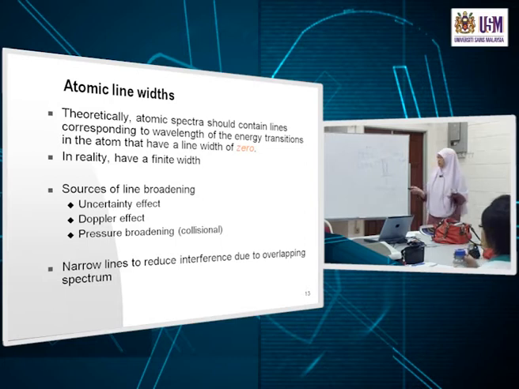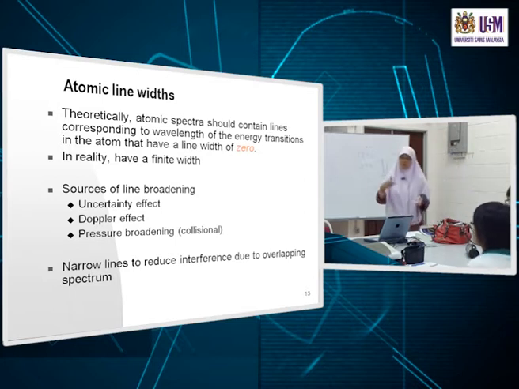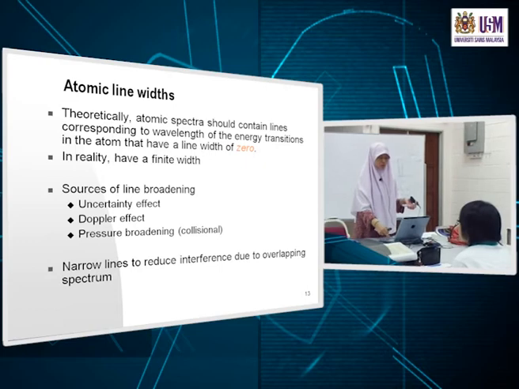Very short lifetimes. Because they have a finite lifetime, this will make these lines have a natural line width of about 10 to the minus 4 angstrom. I don't have the figure for this. I don't have the correct symbol here. Okay, it's not A. It's angstrom, A with a knot on top, which is 10 to the minus 5 nanometers. So, due to the uncertainty principle, the natural line width will be about 10 to the minus 5. Now we add on the other two effects.